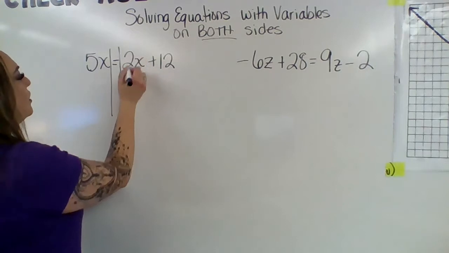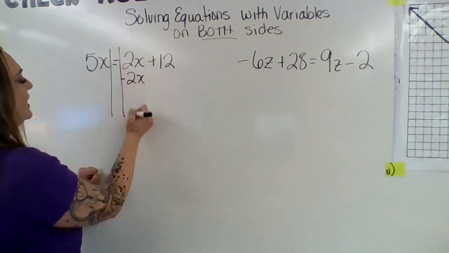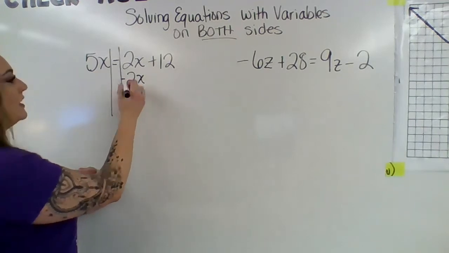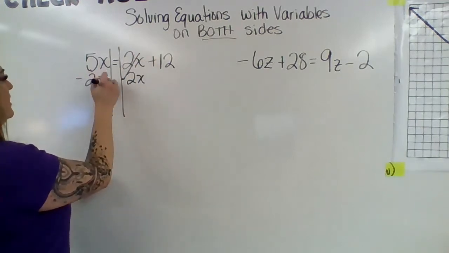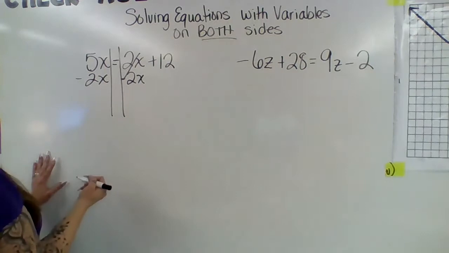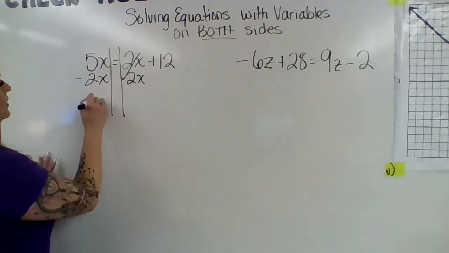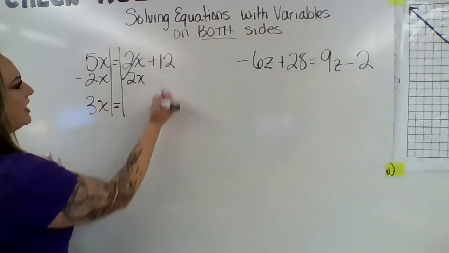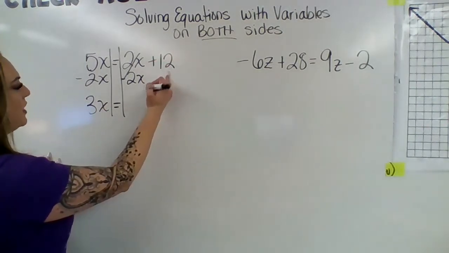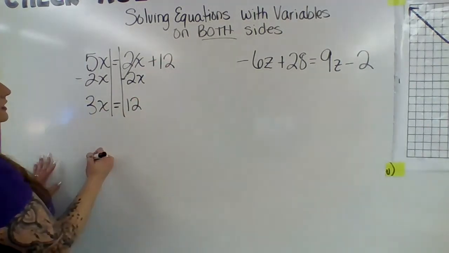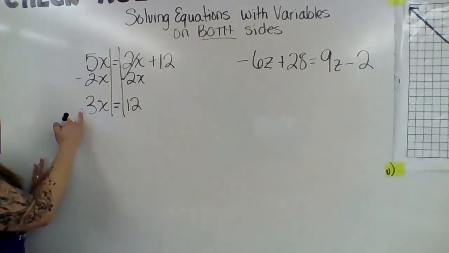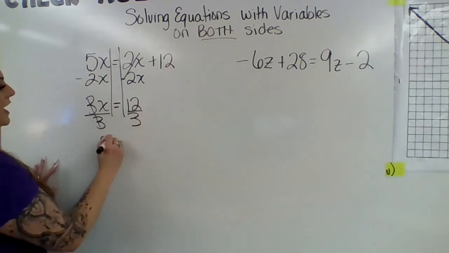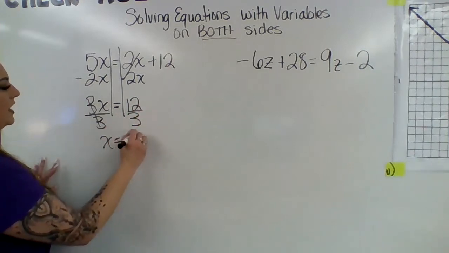So we're going to take 2x off of this side by subtracting 2x, and we're going to do the same on the other side to keep our equals sign true. What we're left with over here is 3x, and over here we just have the constant positive 12. For our final step, we're going to divide both sides by 3 and get our answer where x equals 4.